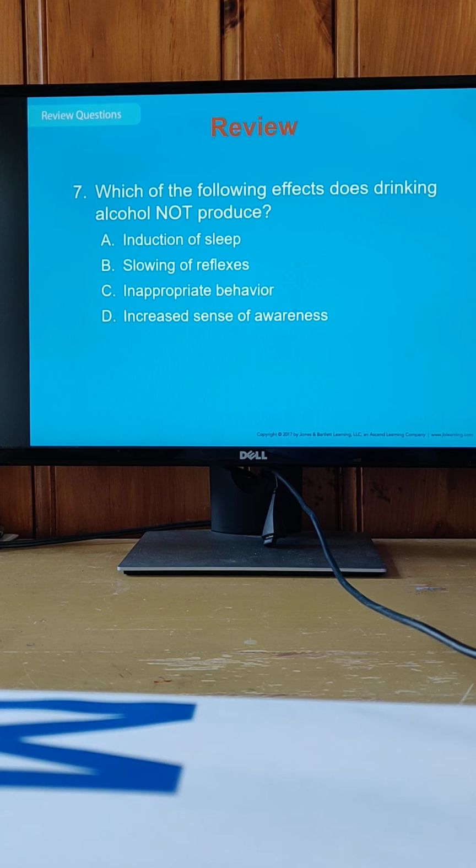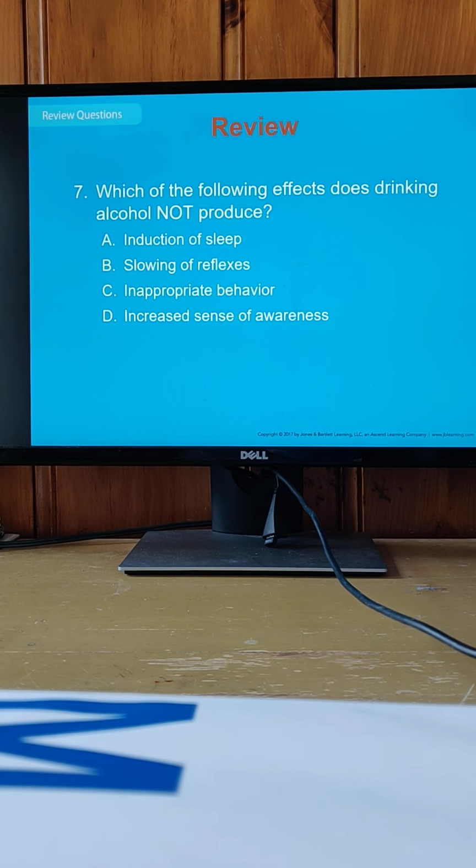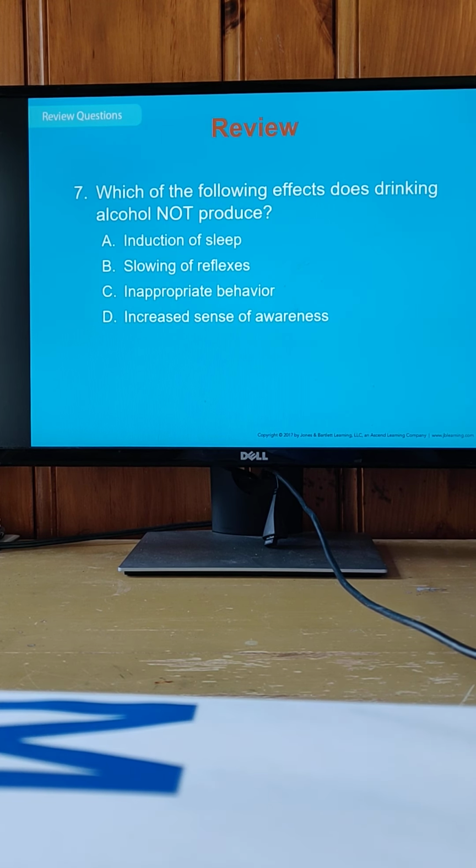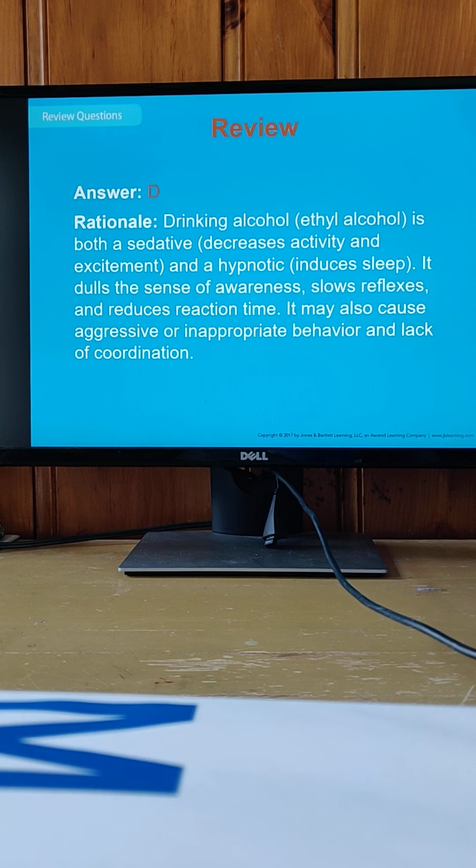Let's see. Someone who's drunk. Have you ever seen somebody who wants to go to sleep when they're drunk? I have. Is a person faster or slower when they're drunk? Usually slower. Inappropriate behavior. Do they act stupid? Want to start fights, yell, or argue with people? Usually. Sometimes. Increased sense of awareness? I don't think so. Drinking alcohol is both a sedative and hypnotic. Induces sleep.